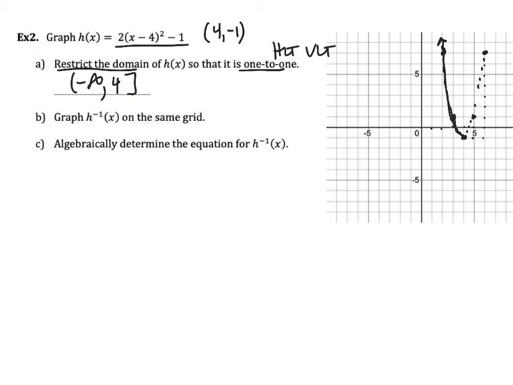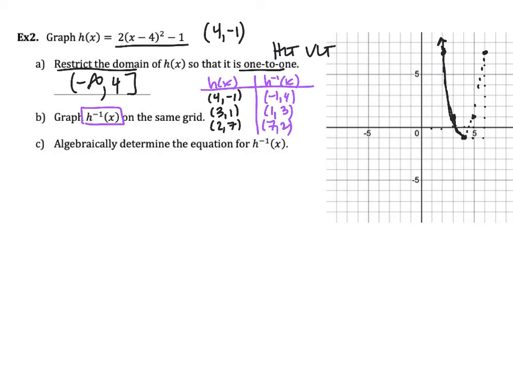And now I want to graph the inverse of h(x) on the same grid. So I'm going to list the original h(x) coordinates, and then I'm going to list the new inverse coordinates just to make it easier for myself. So the original h(x) coordinates were (4, -1), and then I have (3, 1), and then I have (2, 7). So I'm going to inverse those, so I'm going to switch the ordered pairs because that's what we do when we're doing it graphically. So I would get (-1, 4).